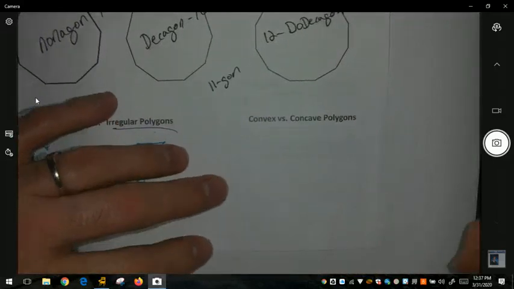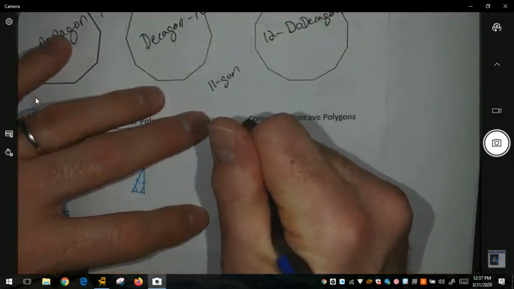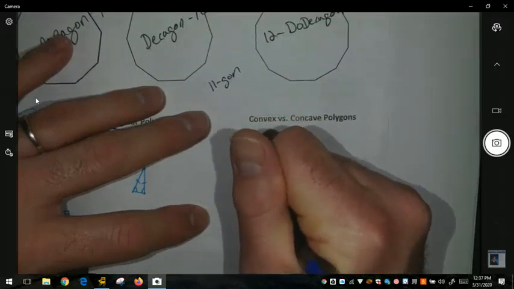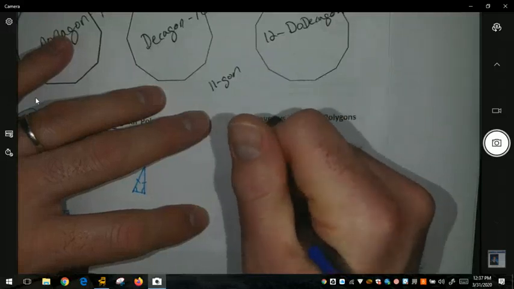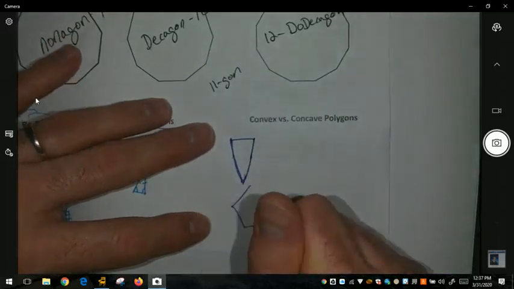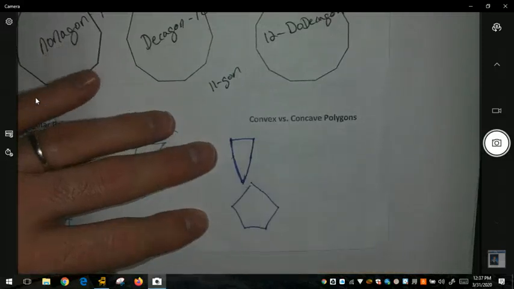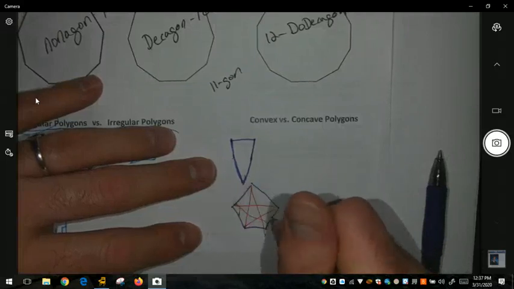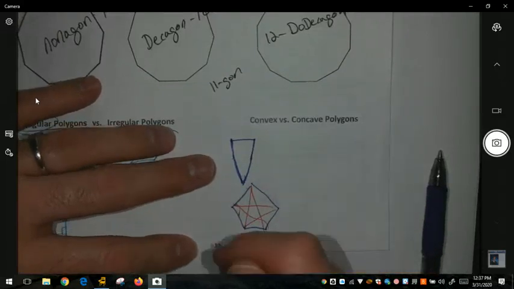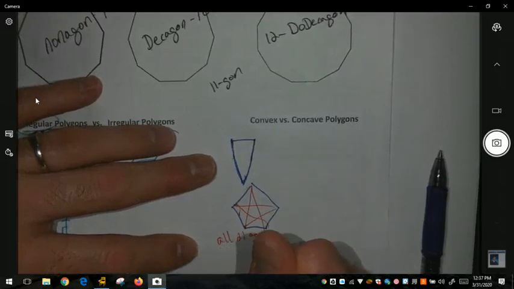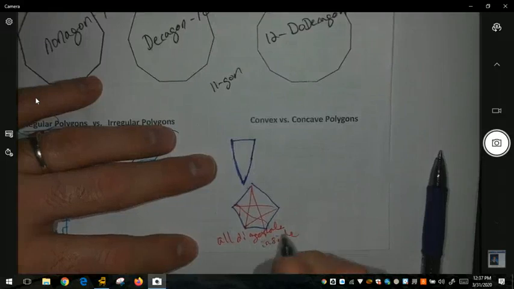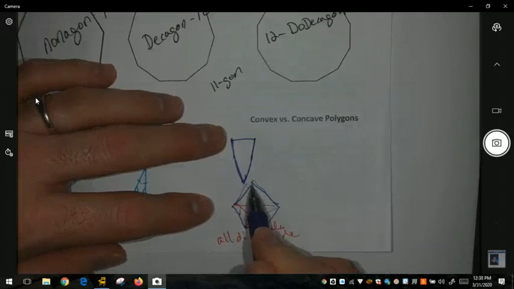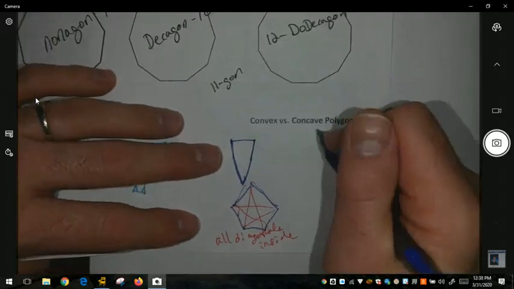Convex versus concave. Convex is where all the vertices are pointing outward. And I'm not doing this very well, it should have been straight. So anyhow, they are all pointing outward. For example, on this pentagon, all my vertices are pointing outward. In addition, if I were to connect all of the diagonals, which is going to take me a while, they would all fit inside. All diagonals fit inside, and it is going to be pointing outward. If you were to trace the 2 rays, they would come to a point pointing away from the shape.